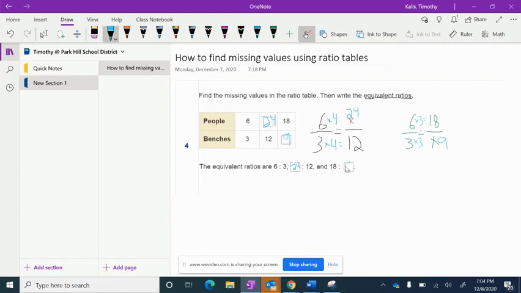So when we're looking at ratio tables, one way to think of them is just to think about looking at them as fractions and making equivalent fractions.